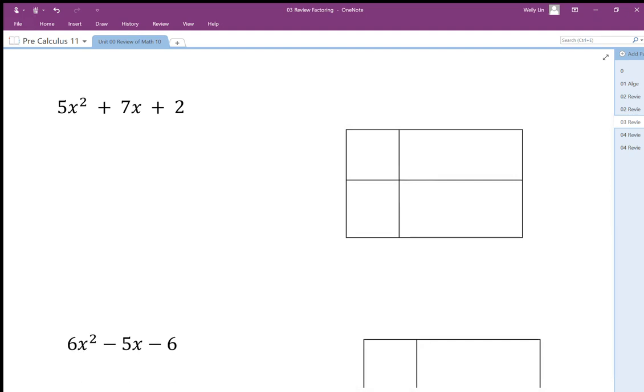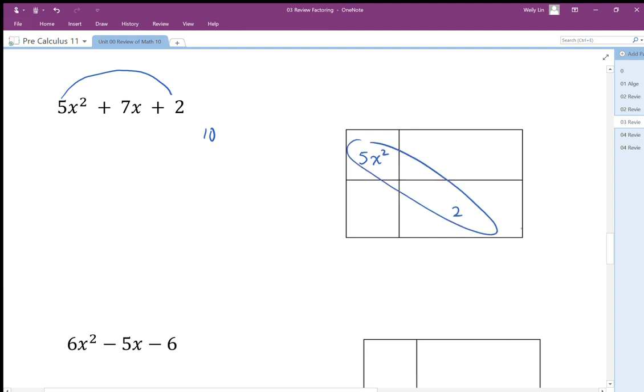To factor these types where we have the leading coefficient 5, this is what I'm going to do. I'm going to basically use that product of 10, because I know that 5x squared and 2, this diagonal product of 10x squared must show up in the other diagonal, which adds up to 7x. So I'm looking for how to split up the 7x so that when I multiply them together, I get 10x squared. And that has to be 5 and 2.